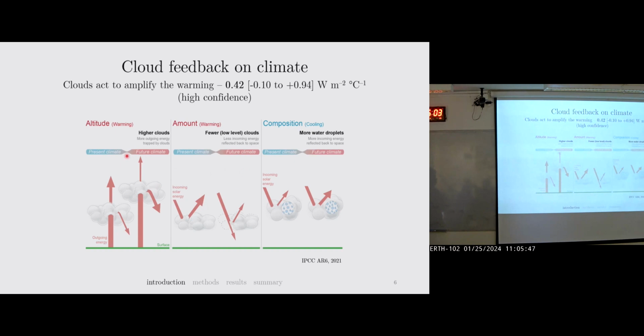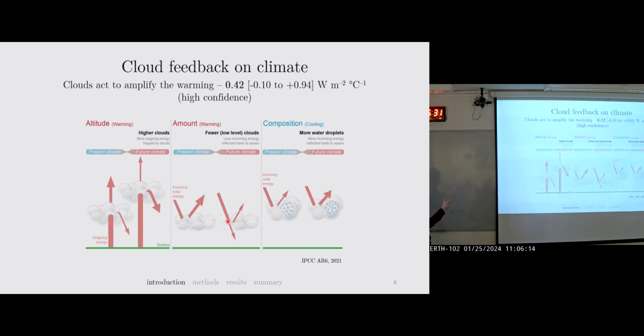The first one is the altitude of clouds. Basically, we expect with the changing climate that we have higher clouds. These higher clouds, as I briefly mentioned before, will trap more energy inside the system, leading to a warming effect. We also expect to have less of these shallow clouds, so in the amount, in the cloud fraction, we would have less of the cooling clouds, which will result in a net warming effect.